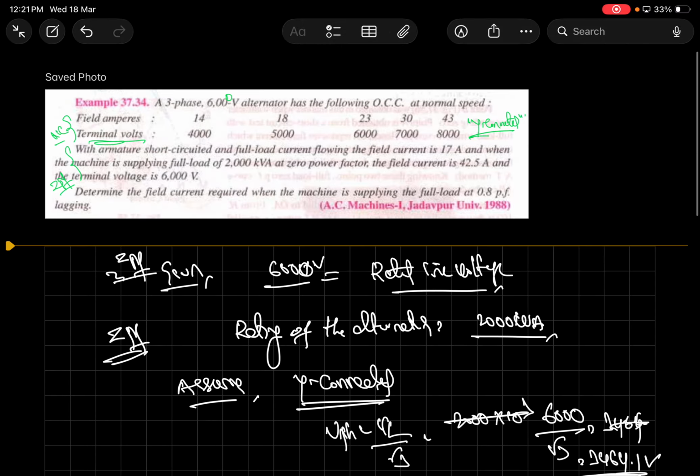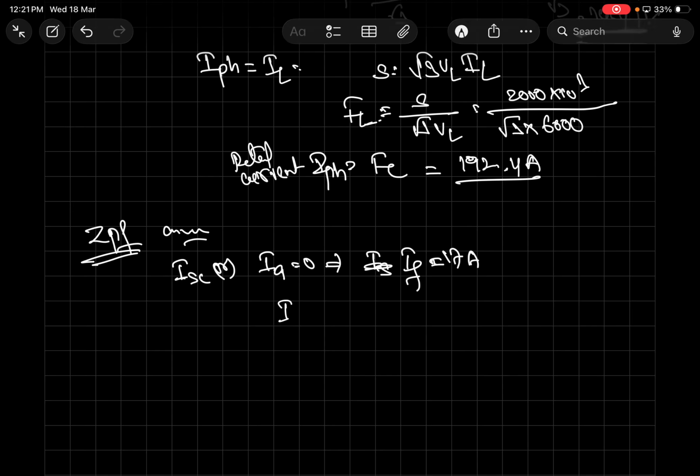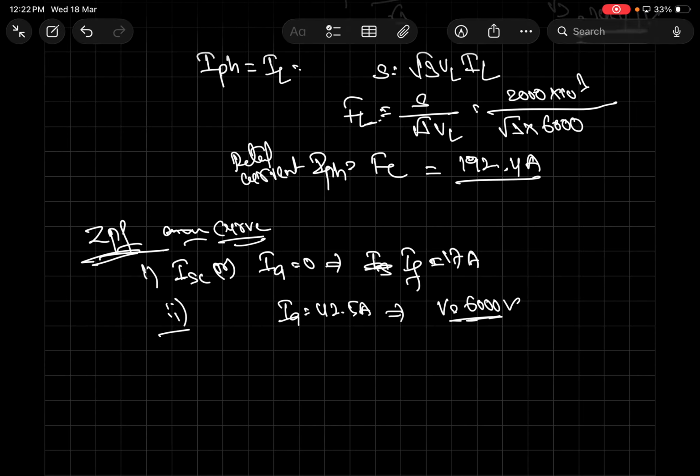And what is the next thing that they have specified here? When the machine is applying a full load of 2000 kVA at 0 power factor, ZPF lag, at 0 power factor the field current is 42.5 amps and terminal voltage is 6000 volts. So that means they have given one more point here. When IF equals 42.5 amps, the voltage is 6000 volts. So I have to plot these 2 points to draw the ZPF curve here.